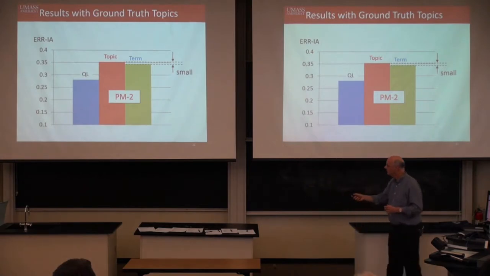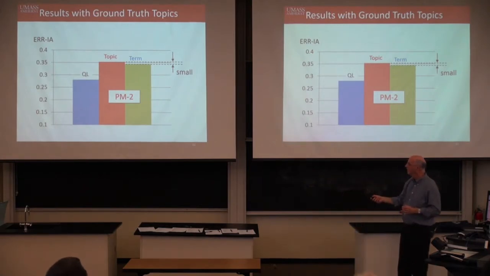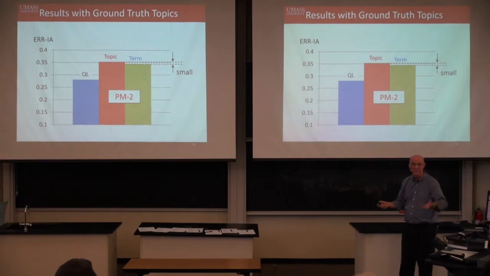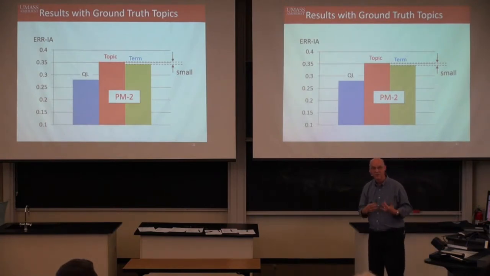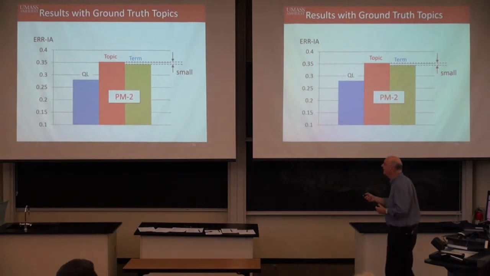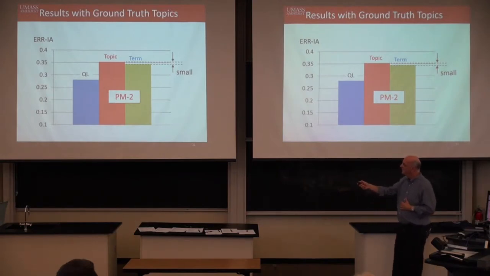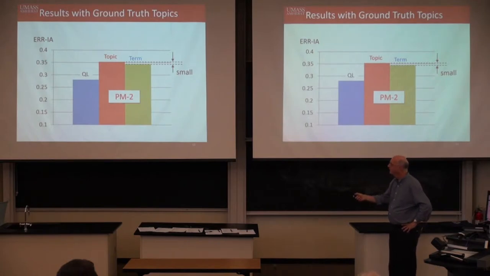The term-based QL here is the query likelihood, which does no diversification, does a standard relevance ranking, not using phrases or anything, using an independence model. And this is a diversity evaluation. We're using ERR, intent-aware. So it shows you that using this diversification framework with known topics and estimating how each document is related to the topic, we can in fact improve the diversity of the result list substantially.